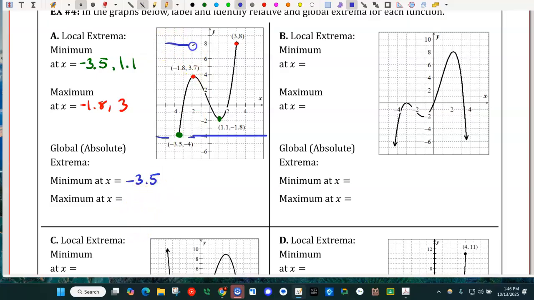Well, up here, the graph does not go higher than this right here, right? Stops right there, so 3 is the absolute max. A point can be a relative and an absolute.